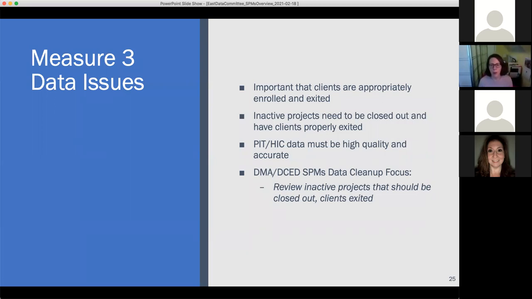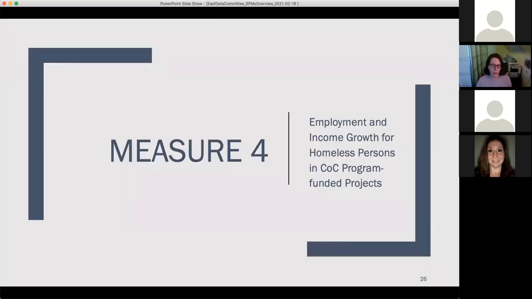And what we can do here is really to make sure that the clients are appropriately enrolled and exited, and that inactive projects, again, are closed out. You hear me say that constantly, but it's really important because we just don't need extra people in the system that should be exited. And then we need to make sure that we submit high quality PIT and HIC data, and that task Jessica is helping to coordinate, and she's having a great time right now doing that. But that's really important work, because the PIT and HIC data is the stuff that is reported out on the NOFA in various ways. And then in terms of the data cleanup focus, again, it's really just been on making sure inactive projects are closed out and those clients are exited.